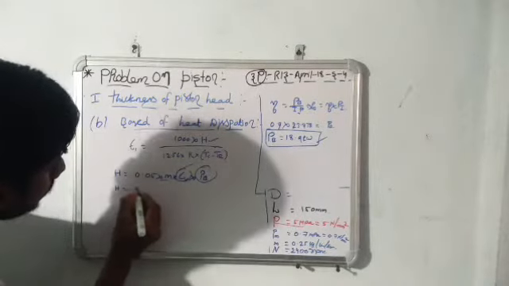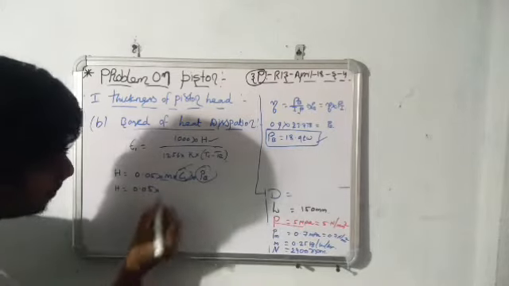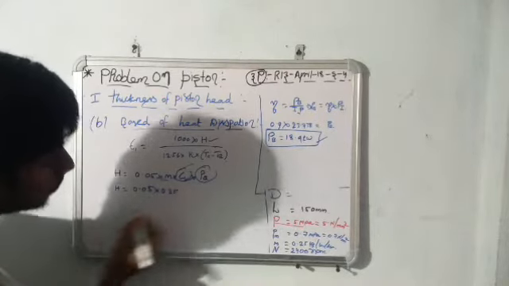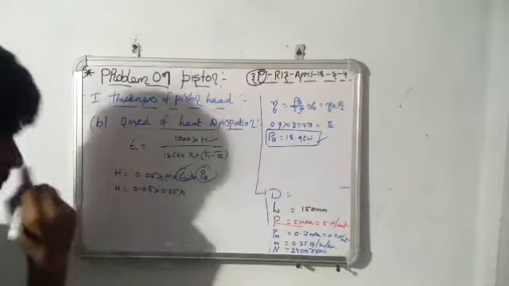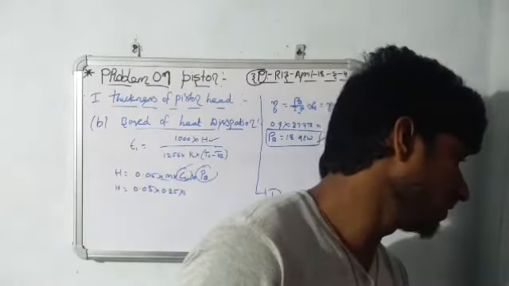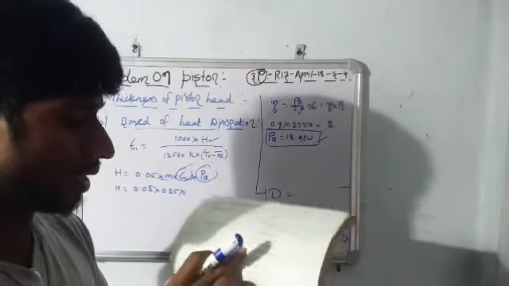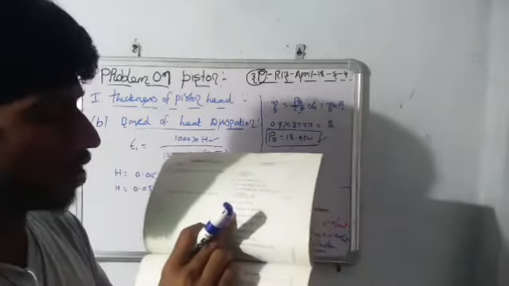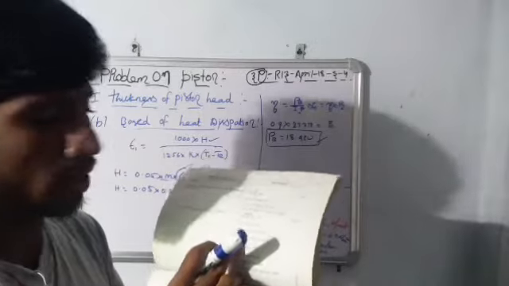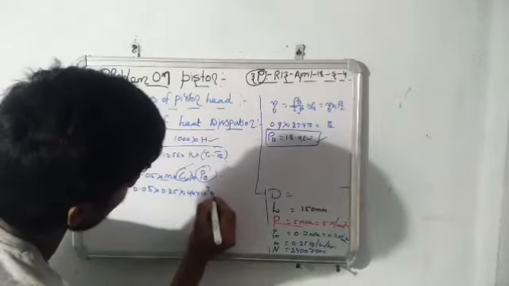So H equal to 0.05 into, what is the M here? Mass of fuel 0.25 into, we don't know what the CV is. In this given problem, we know it is a diesel engine. So for that diesel engine, the calorific value is 44 into 10 to the power of 3 kilojoule per kg. So consider that value, 44 into 10 to the power of 3.